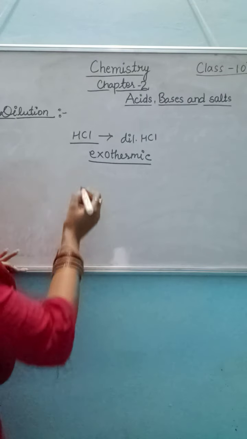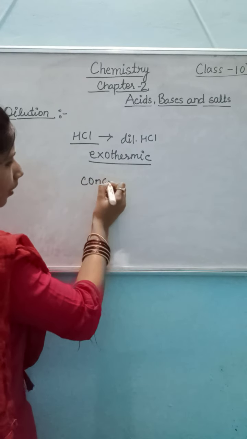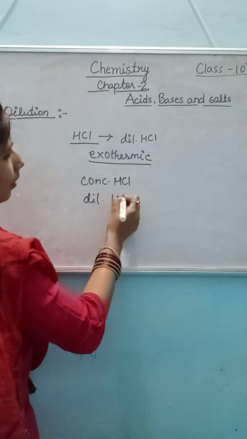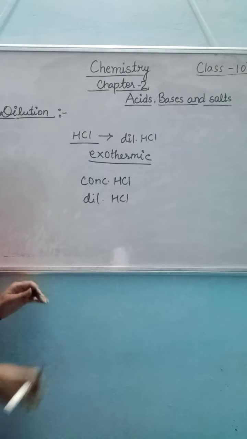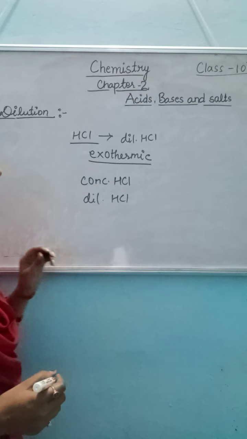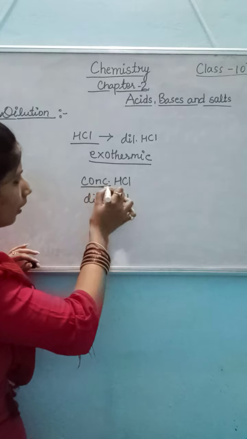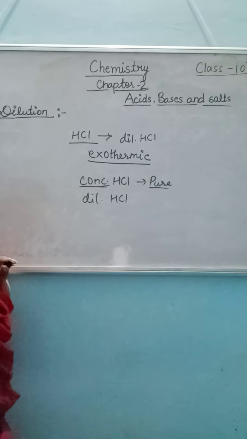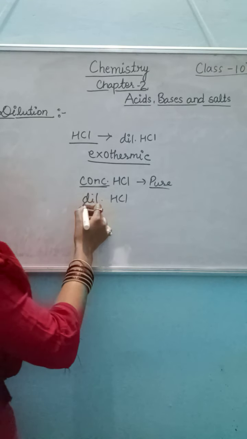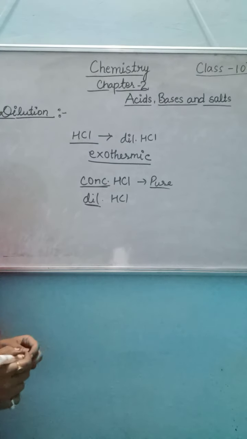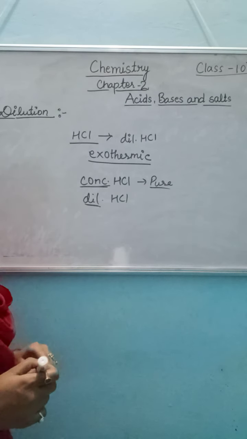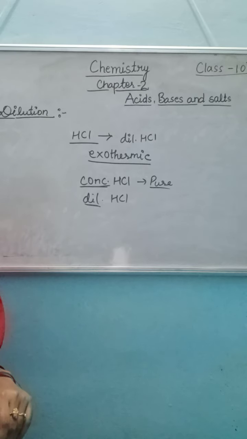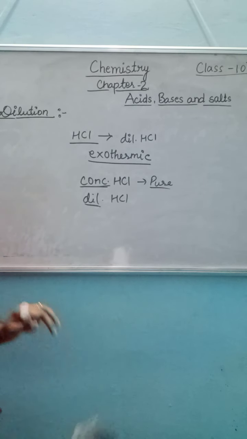Now what is the difference between concentrated HCl and diluted HCl, or we can take any acid? It means what is the difference between concentrated and diluted? Concentrated acid is in pure form. Diluted acid means that water is mixed in the solution of the acid. This is the difference between concentrated acid and diluted acid.